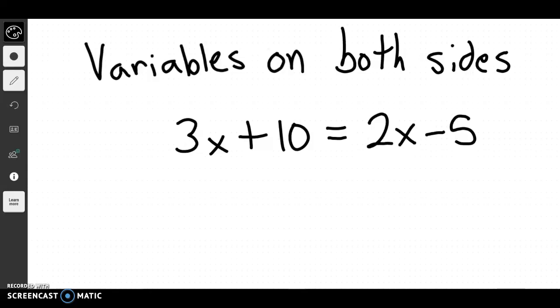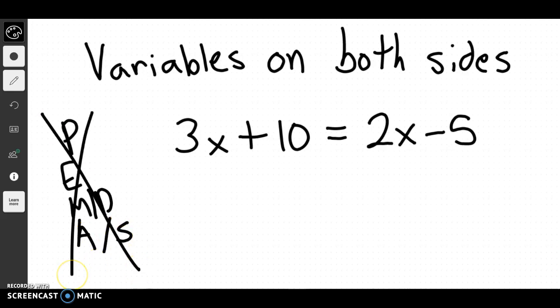Okay, so today we're going to solve variables on both sides. And here's one of the very important things for you to realize about how this is different than what we've done before. We are no longer going to use PEMDAS to help us figure out how to solve these problems. It just doesn't work out very well, so PEMDAS, get that out of here. Don't think about it that way.